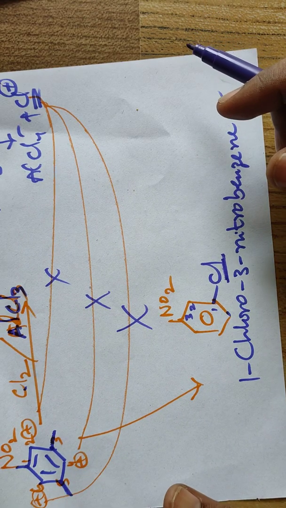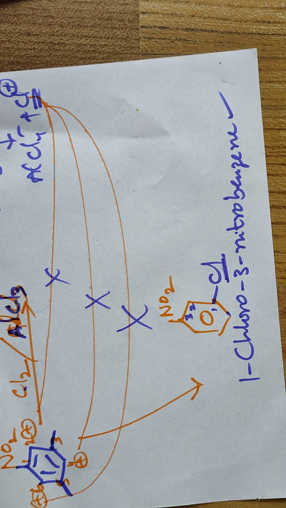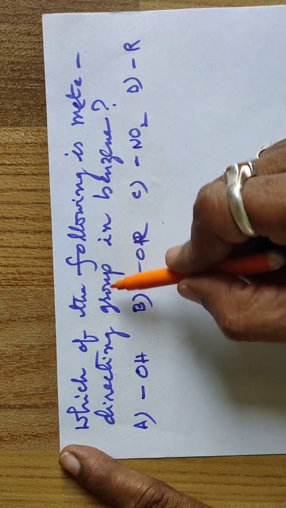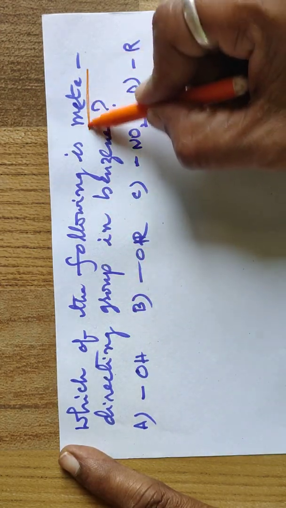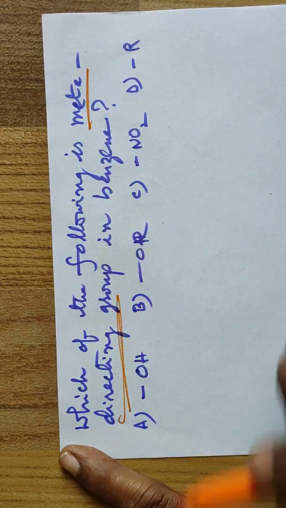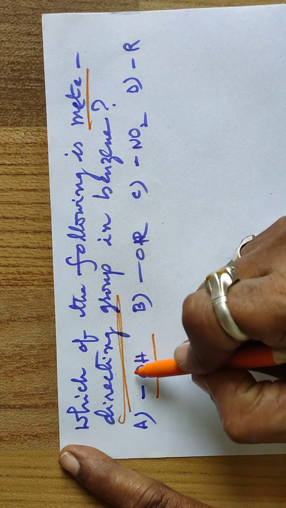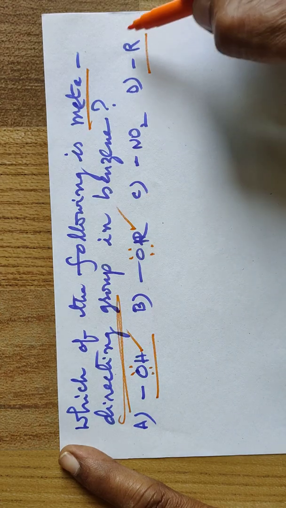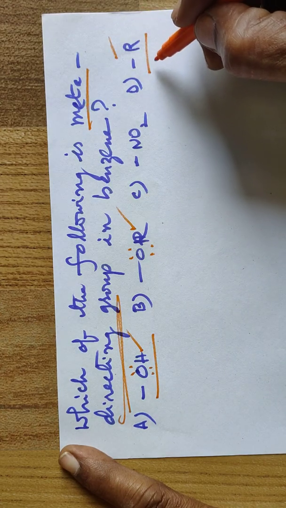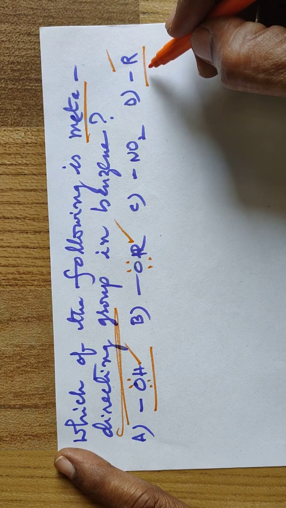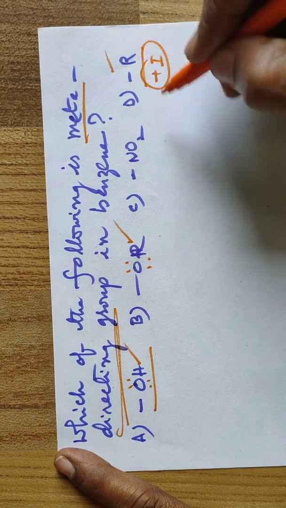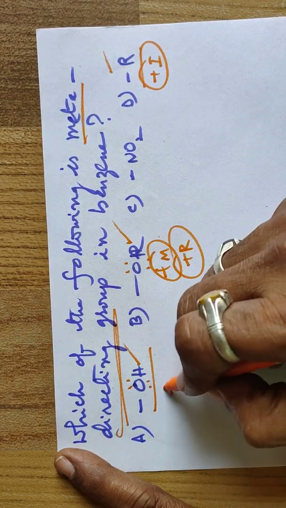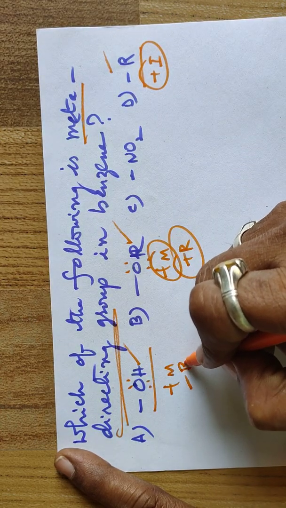So what are the two groups? Ortho, para and meta directing groups. Observe this information: which of the following is a meta directing group? From previous knowledge, this is an electron donating group and this is also an electron donating group, and it is also an electron donating group due to polarization of sigma bond electrons, plus I effect. This is plus M effect or plus R effect, and this is plus M effect or plus R effect.